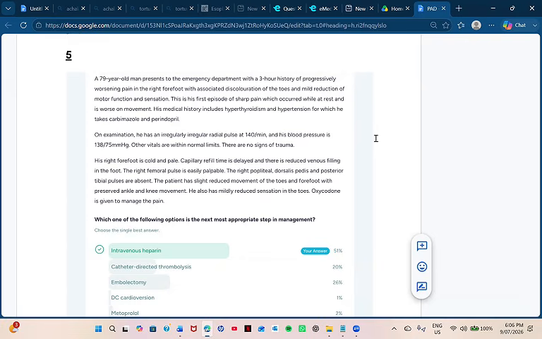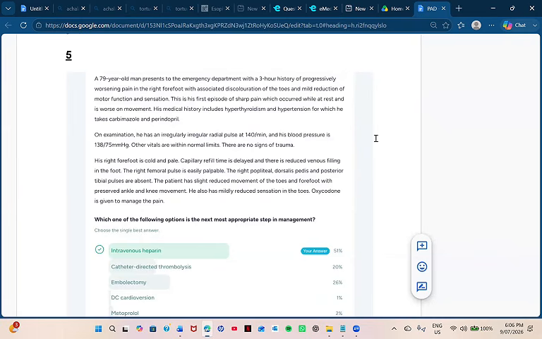There are no signs of trauma. His right foot is cold and pale. Capillary refill time is delayed, and there's reduced venous filling in the foot. The right femoral pulse is easily palpable. The right popliteal, dorsalis pedis, and posterior tibial pulses are absent. The patient has slightly reduced movement of the toes, with preserved ankle and knee movement. He also has mildly reduced sensation in the toes.